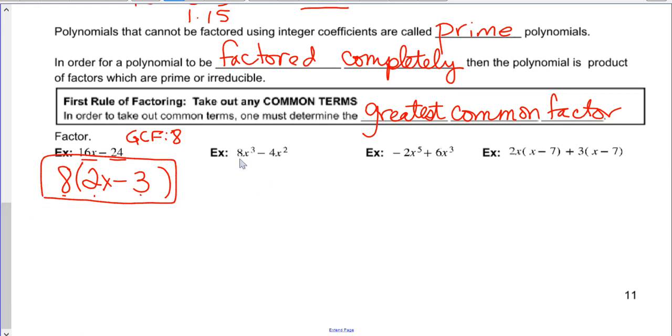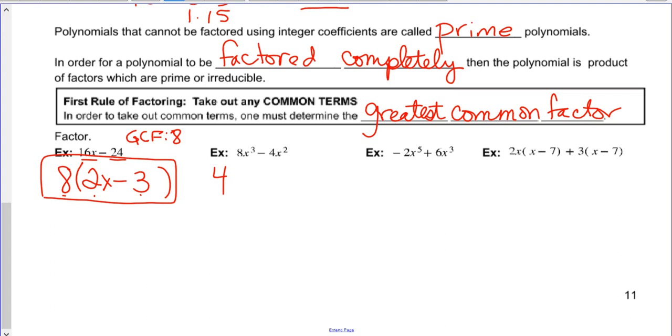All right, if we look at the next one, 8x cubed and 4x squared. Look at your numbers. What is the highest number that will go into each one of those? Well, hopefully you say 4. 2 will go into both of those, but 4 was the highest one that will go into each one of those. Now, each of them this time have an x. One is an x cubed and one is an x squared. So we have to know what does each of them both have.